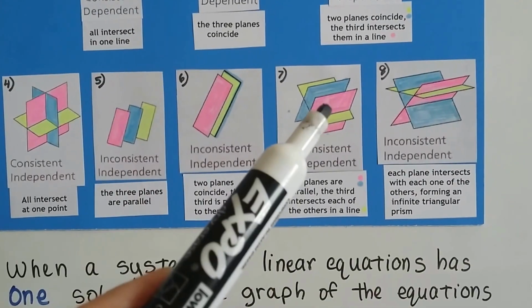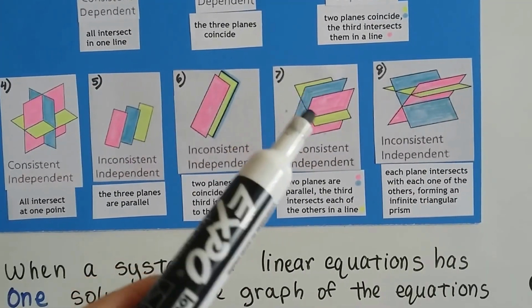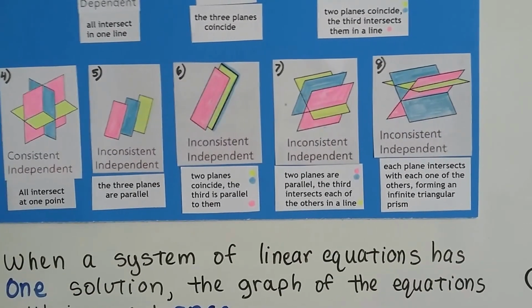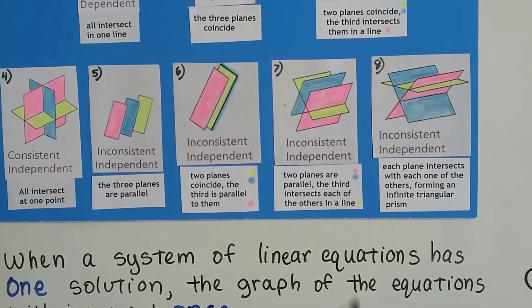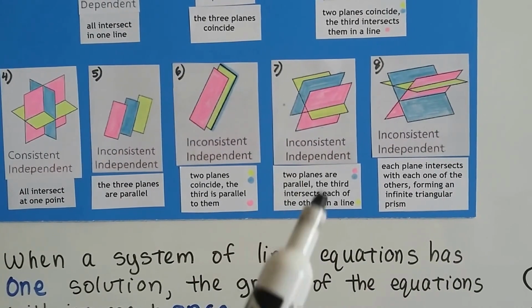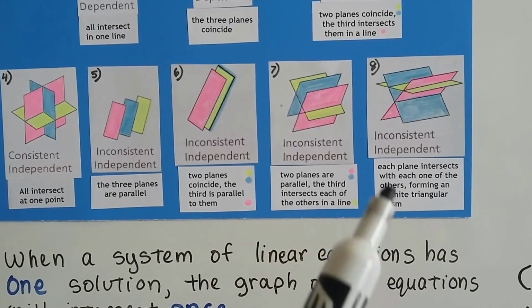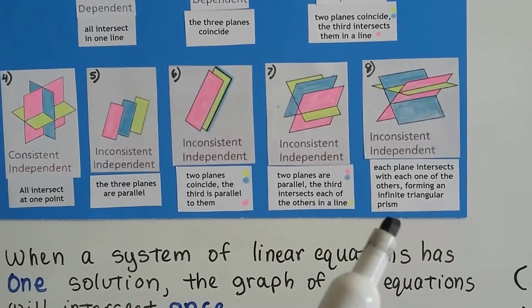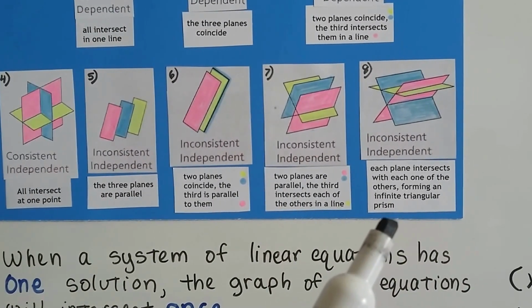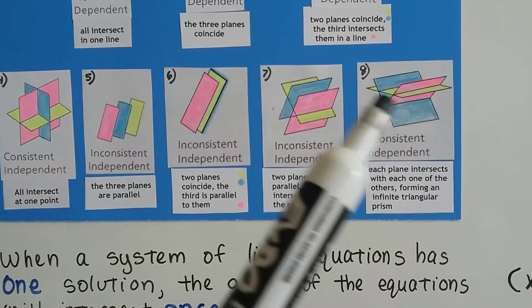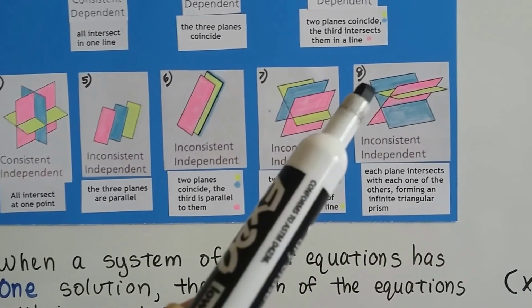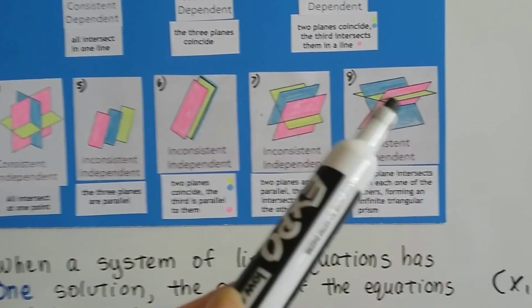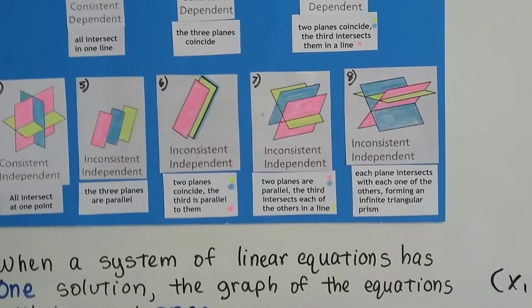In this one, the pink one never touches the blue one, and the blue one never touches the pink one. But the yellow one touches both of them. 2 planes are parallel. The third intersects each of the others in a line, and that's inconsistent and independent. Now this one makes an infinite triangular prism. Each plane intersects with each one of the others, and you can see that the yellow one touches the blue one over here, but it touches the pink one way over there. It doesn't touch them together. It touches them separately, independently.